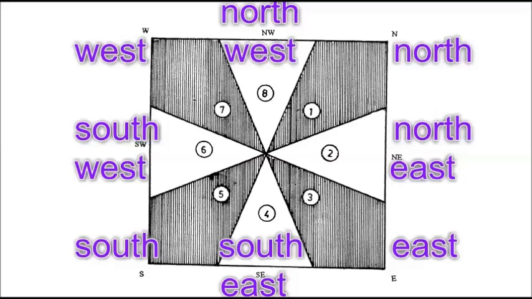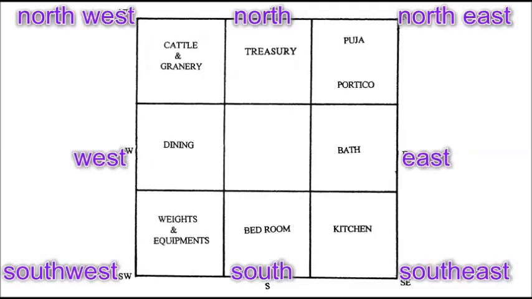Here the plan showing all the 8 sectors, and north-south is diagonal to the plot. First north, second northeast, third east, fourth southeast, fifth south, sixth southwest, seventh west, and eighth northwest sector.